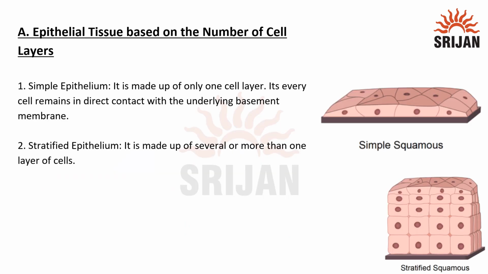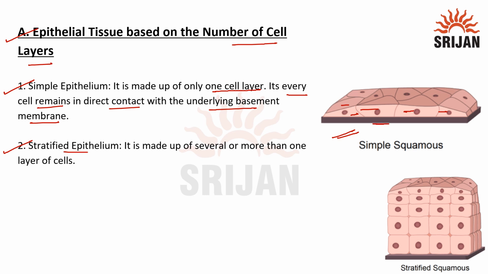Let's take a look at the first classification based on the number of cell layers. On the basis of cell layers, the epithelium is divided into two types, that is simple epithelium and stratified epithelium. Simple epithelium is made up of only one cell layer and every cell remains in direct contact with the underlying basement membrane. As we can see in this image, this is each single cell layer and it is in direct contact with this basement membrane.